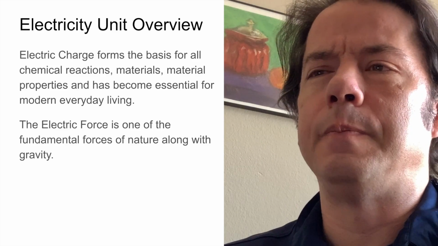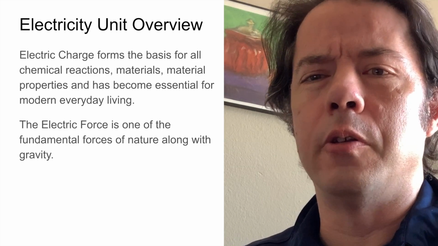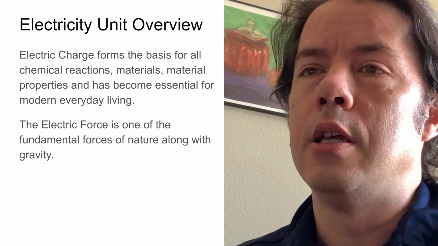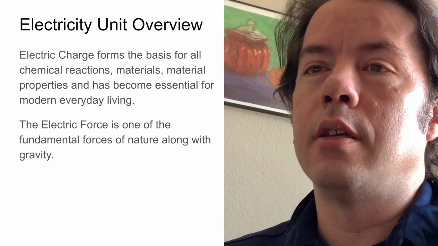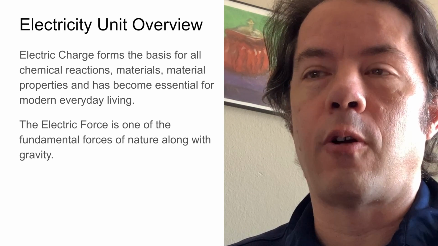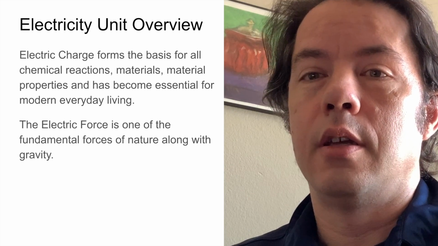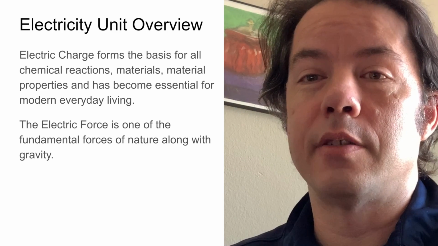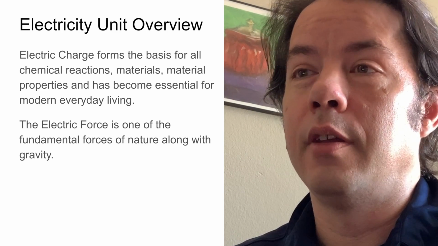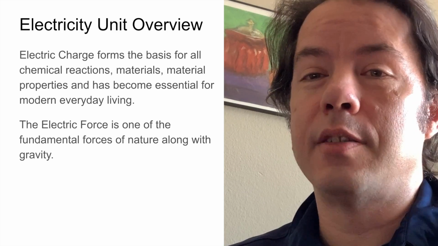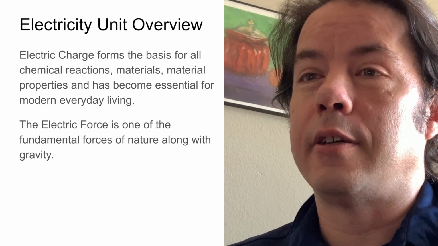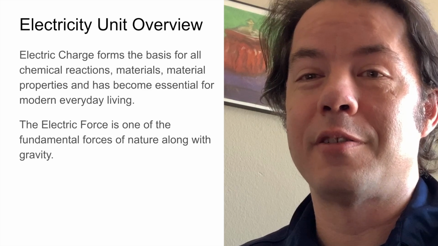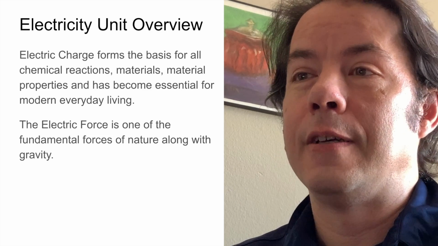So this is a really important unit. It's one of the reasons why we chose this one as one of the units to go through. Electricity, or electric charge, forms the basis for all chemical reactions. It's how all materials are put together. Glass is glass because of the charges involved. Chemical reactions happen because of charge. The properties of glass versus wood are there because of how electric charge works.